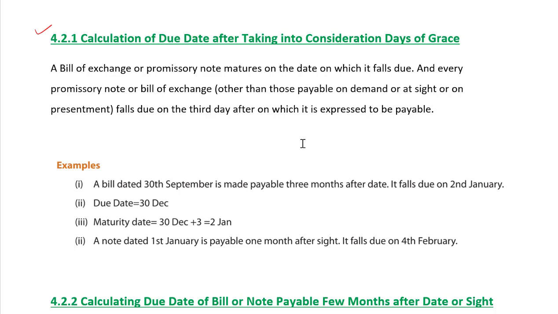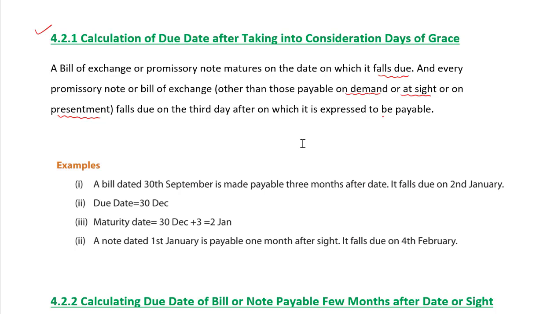Let's take an example. A bill of exchange or promissory note matures on the date on which it falls due, and every promissory note or bill of exchange other than those payable on demand, at sight, or on presentment, except these three cases, falls due on the third day after it is expressed to be payable.